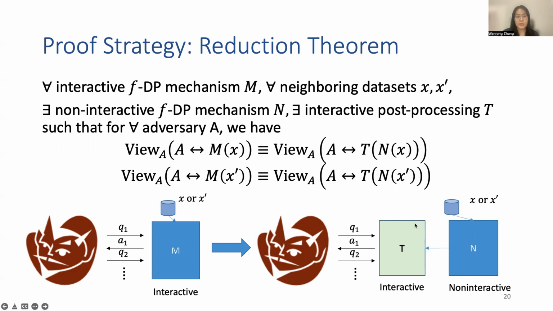And here, this post-processing function T depends on M and also this fixed pair of neighboring datasets. And it takes N of X as an input, and it does not take the dataset as the input. And this T interacts with the adversary A just as M does. This reduction theorem is very surprising because this non-interactive mechanism N produces the answer without knowing all the queries from the adversary.